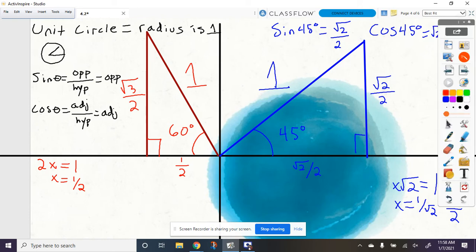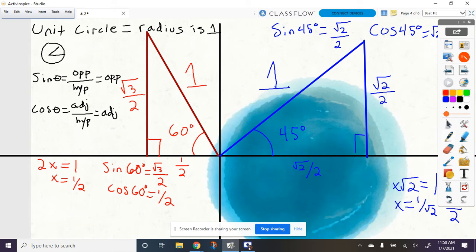Now, for our red one, we would have that sine of 60 degrees is what? Square root of 3 over 2. And cosine is 1/2. Now, we're actually missing the sines and the cosines for our third special angle, which is 30 degrees.